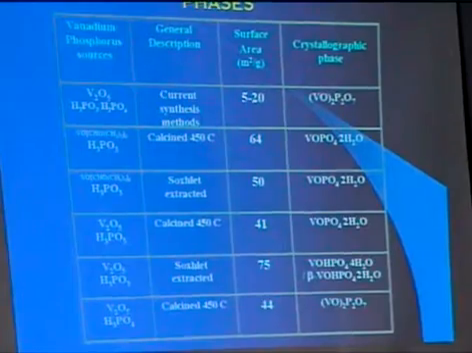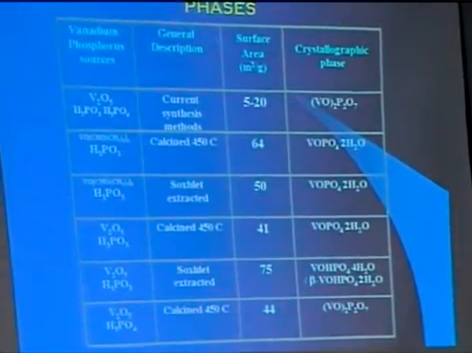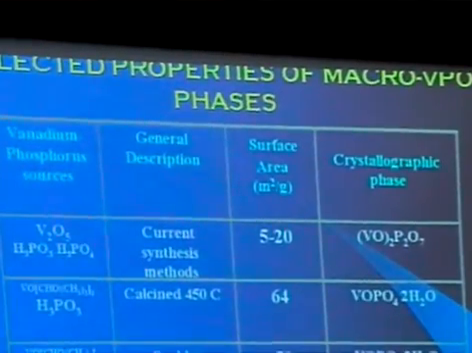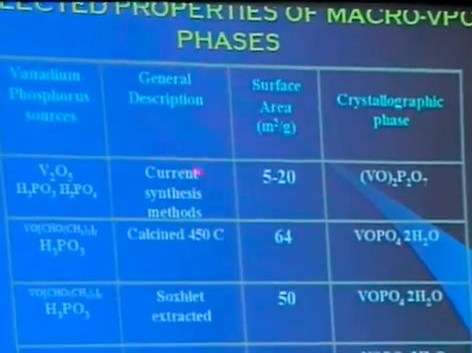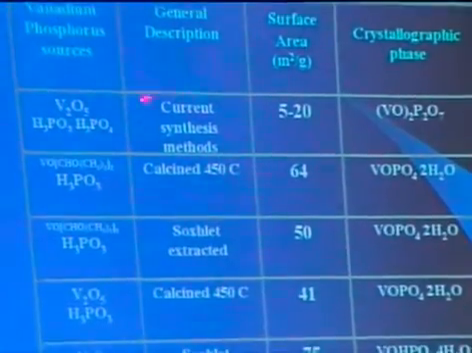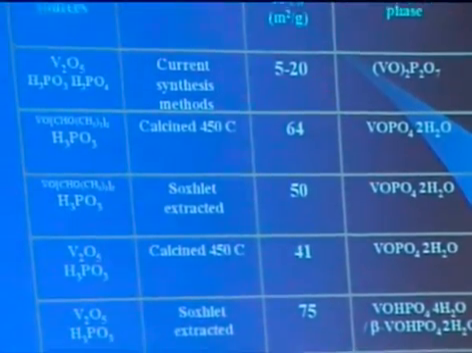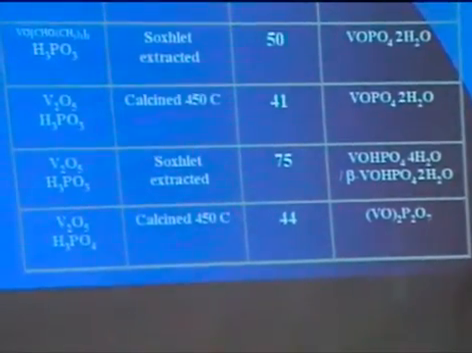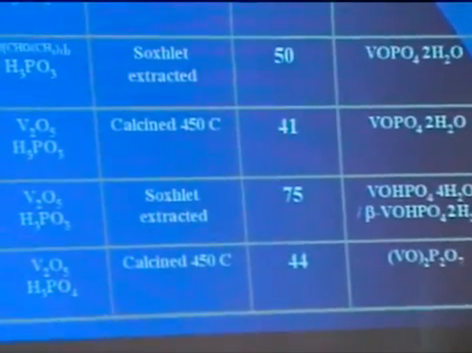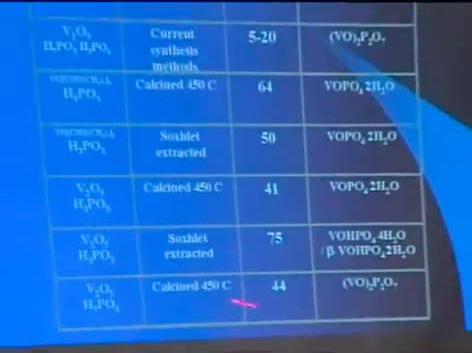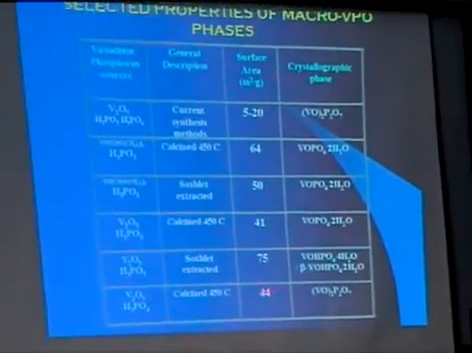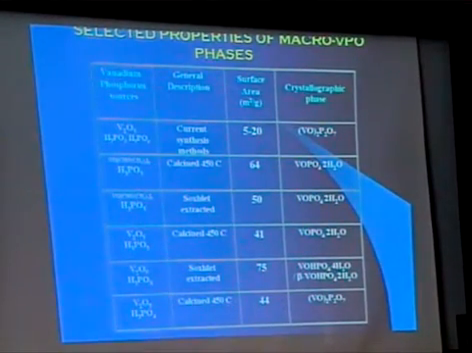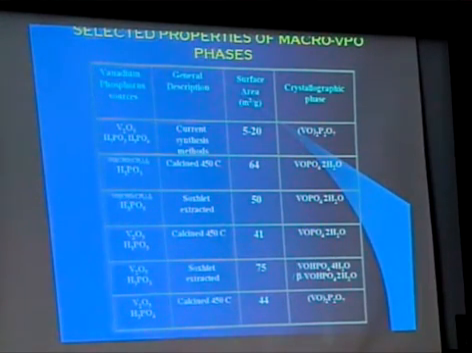Other beautiful characteristics that we can achieve with this proposed method is surface area. I'm showing here that using the conventional synthesis methods, we end with VPO phases with surface areas in the range of 5 to 20 square meters per gram. With our proposed self-assembly route, we are talking about 40 to 75 square meters per gram. So we are improving surface area of the materials.